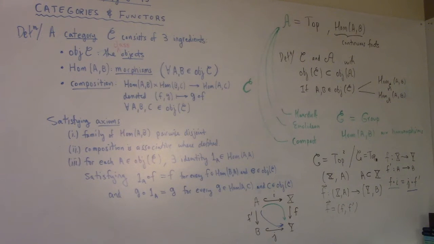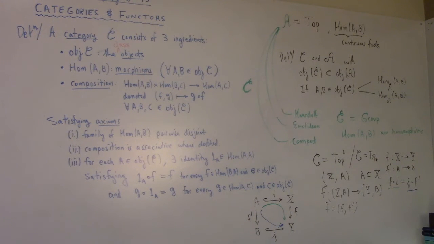Definition: a diagram in a category is a directed graph whose vertices are labeled by objects of the category and whose directed edges are labeled by morphisms in the category. A commutative diagram is a diagram in which for each pair of vertices, every two path composites between them are equal as morphisms. So that's, again, an example of a commutative diagram.